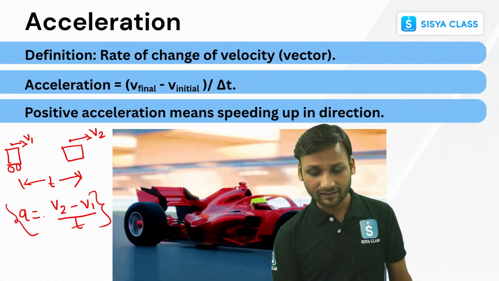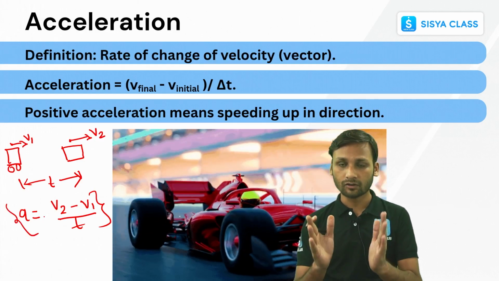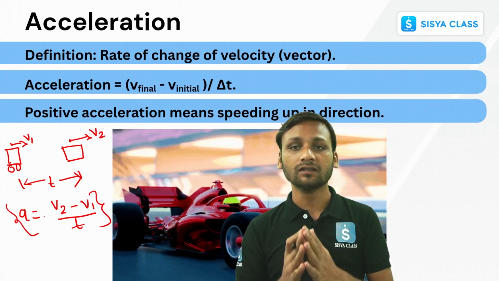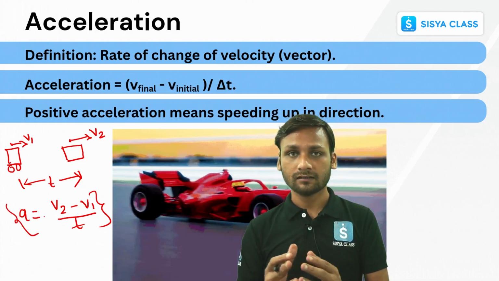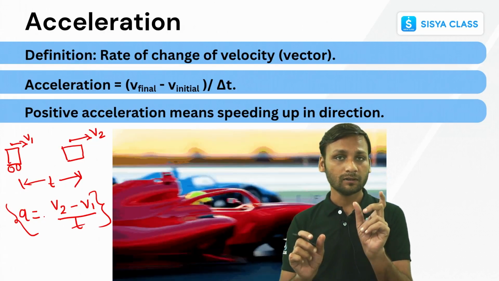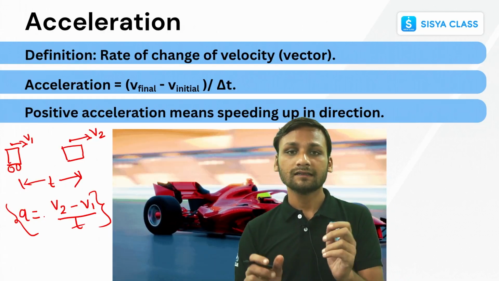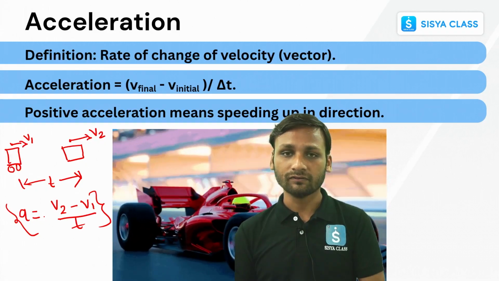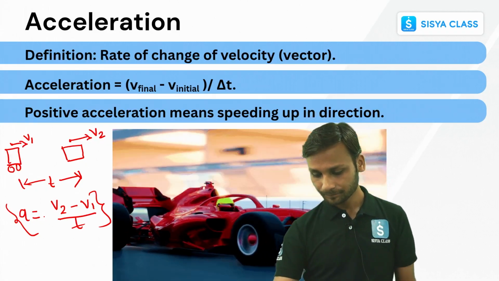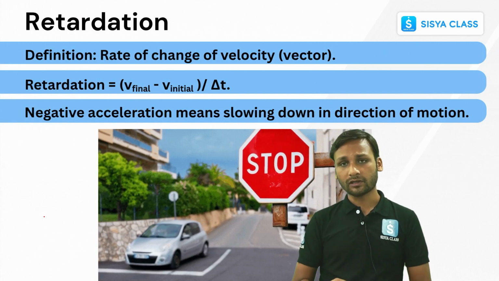Since acceleration is associated with velocity and velocity is a vector quantity, acceleration is also a vector quantity. Got it? Time is a scalar, so it has nothing to do with this. But velocity is a vector quantity, that's why acceleration is also a vector quantity. It has magnitude as well as direction. Got it? Clear? Now let's talk about retardation.